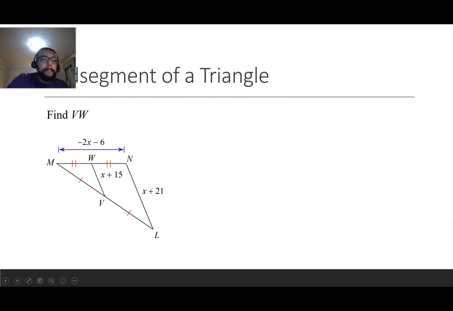Again, with these, whoa, I made my person way too big. Let me move them out of the way. Perfect. With these, again, try them by yourself. See if you can answer these by yourself.